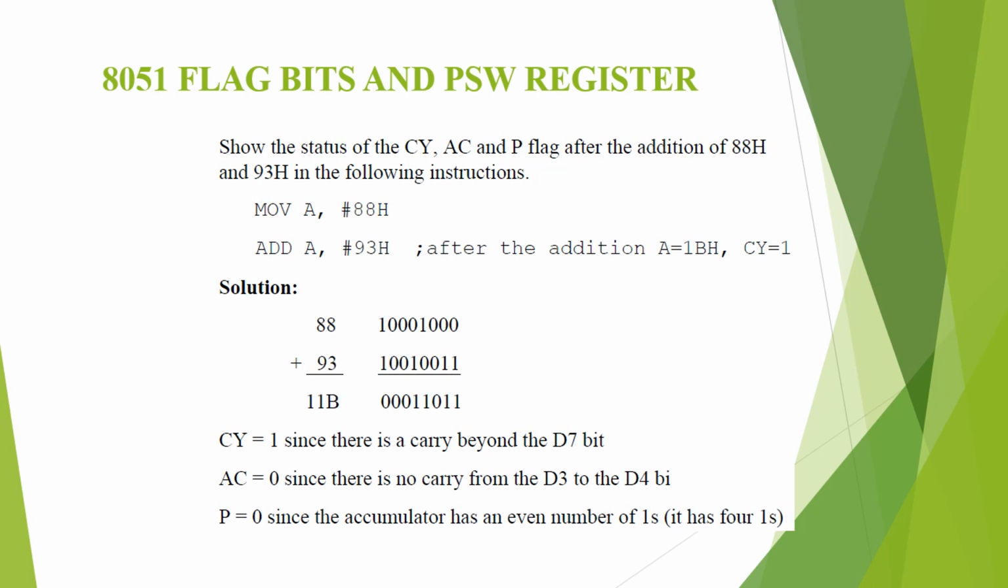One more example, addition of 88H and 93H. The code is MOV A, 88H; ADD A, 93H. The addition of 88 and 93 results in 11B. So there is carry generated from D7 bit, hence carry flag is set to 1. And from D3 bit to D4 bit there is no carry generated, hence auxiliary carry flag is 0. And in the result, there are 4 ones, hence parity flag is 0.